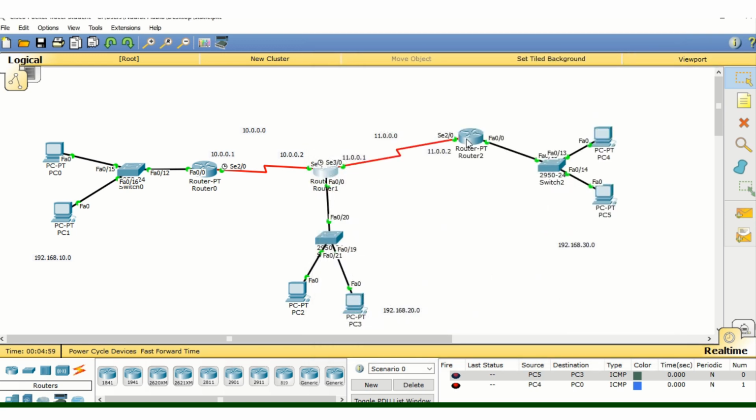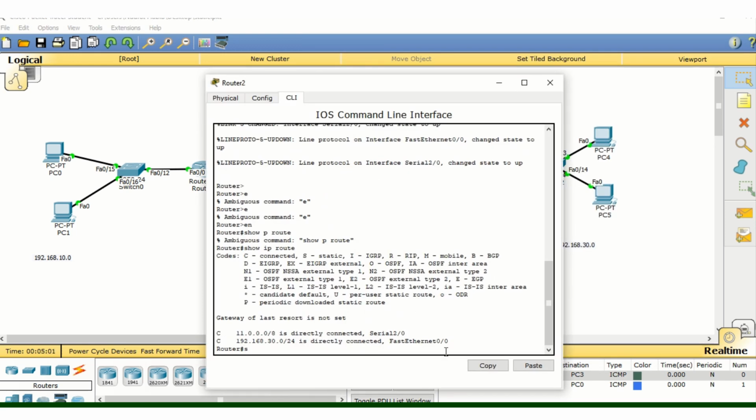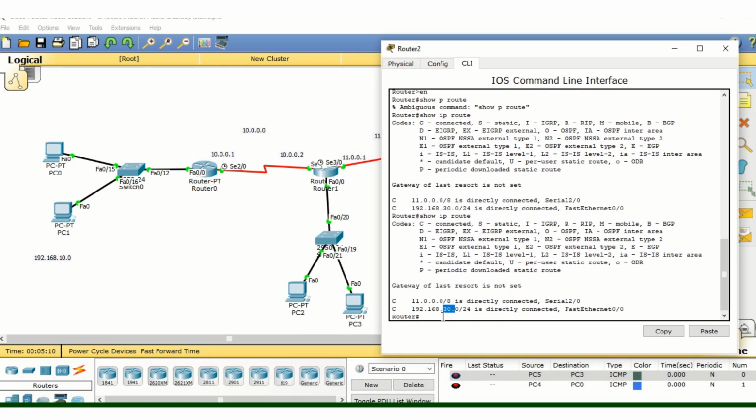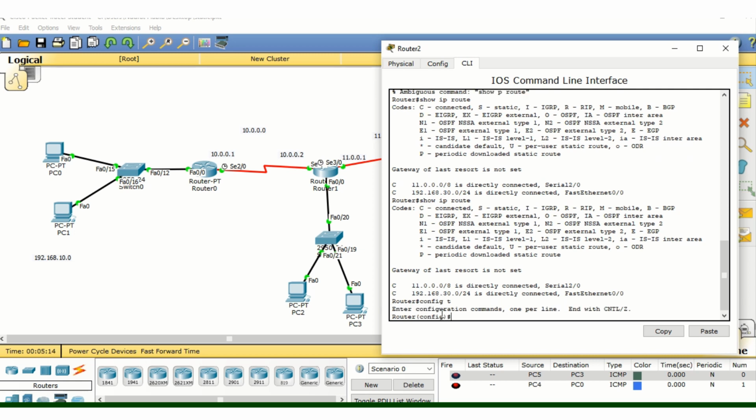Alright, now the last router. On this router, show IP route. It knows the 30 network, so we need to add 10 and 20. Okay, config T, IP route 192.168.10.0, then subnet mask 255.255.255.0. Alright, and the next hop address.